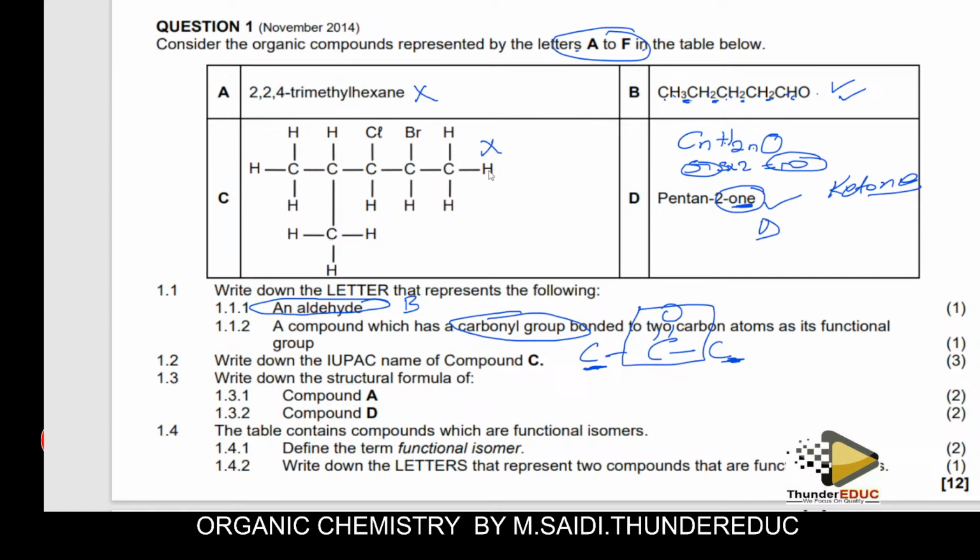So you have to first identify the longest chain. In this case, it's going to be like that. That is the longest chain. So it means that it is going to be carbon 1, carbon 2, carbon 3, carbon 4, carbon 5 in that direction, or carbon 1, carbon 2, carbon 3, carbon 4, carbon 5 in the other direction.